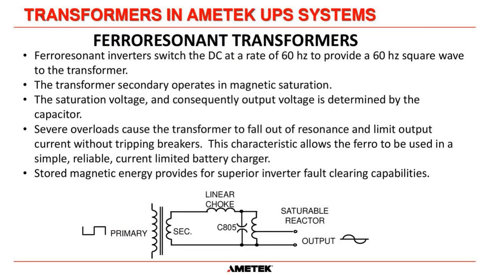The ferroresonance systems, on the other hand, operate at 60 hertz, and we just build a 60 hertz square wave driving the input to the transformer. The ferro transformer secondary operates in a form of magnetic saturation. The saturation voltage, and consequently the output voltage, is determined by the capacitor. Severe overloads on a ferro cause it to fall out of resonance, and it then limits the output current and doesn't trip breakers. A ferro will run into a dead short, and for dramatic purposes, I demonstrate this when I do a training class.